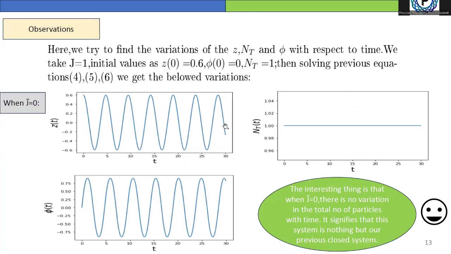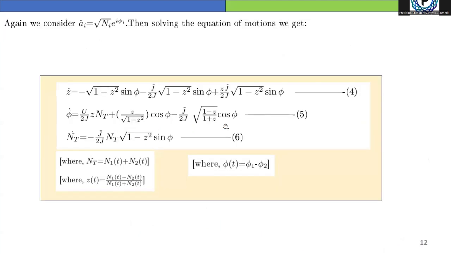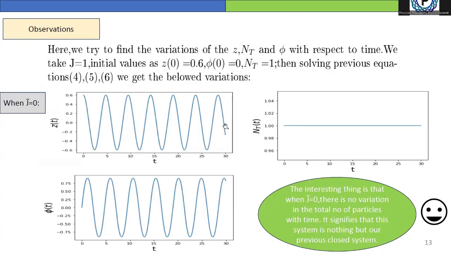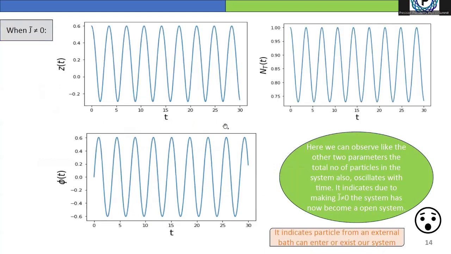Next, we have tried to see the variation of z, phi, and nt in our new system. Actually, here I have written the case when J tilde equals 0. It means the tunneling is reciprocal, not non-reciprocal. It is like the previous system. So we can see that there is variation of z and phi, but nt is constant with time. It means when J tilde equals 0, the total number of particles remains the same, and it is nothing but our old closed system. But when we take J tilde not equal to 0, we can see z and phi are time varying, and nt is also time varying. It indicates that making the system non-reciprocal, meaning J tilde not equal to 0, makes our system an open system. So from an external box, particles can enter or exit our system.